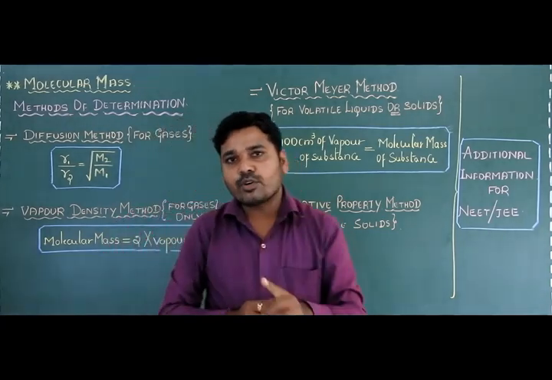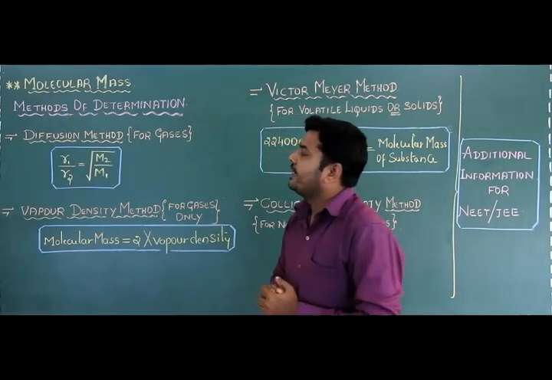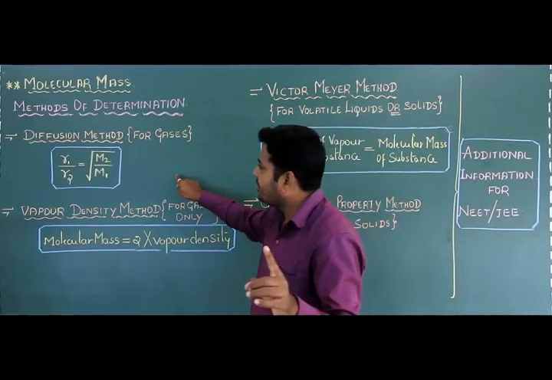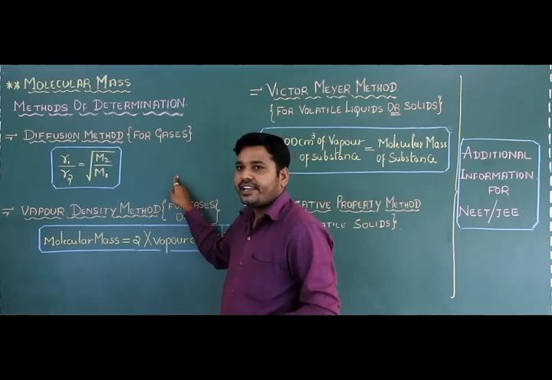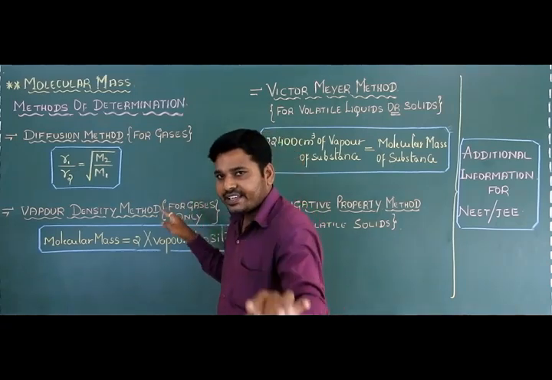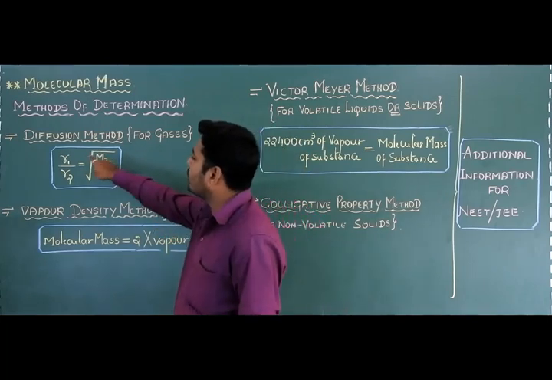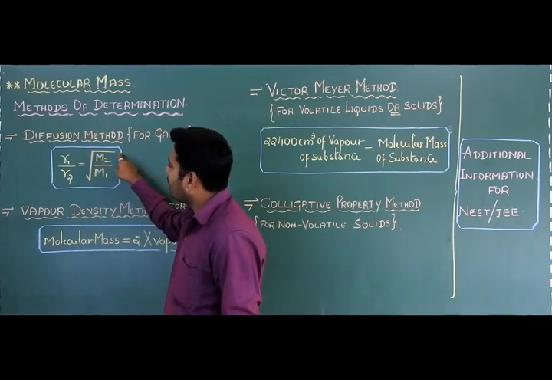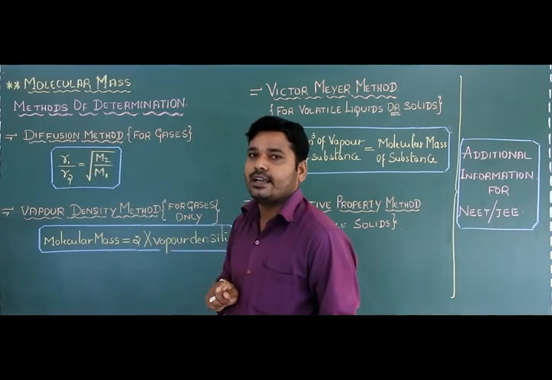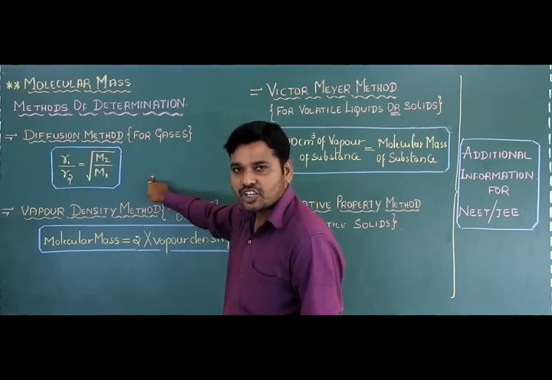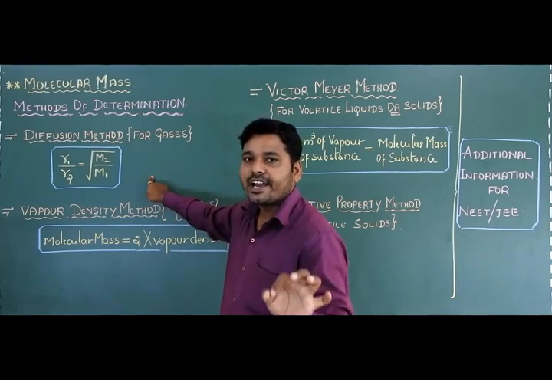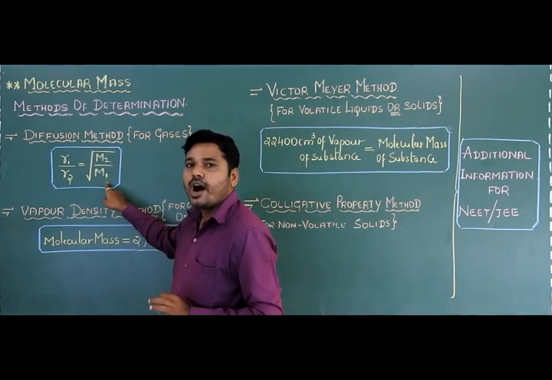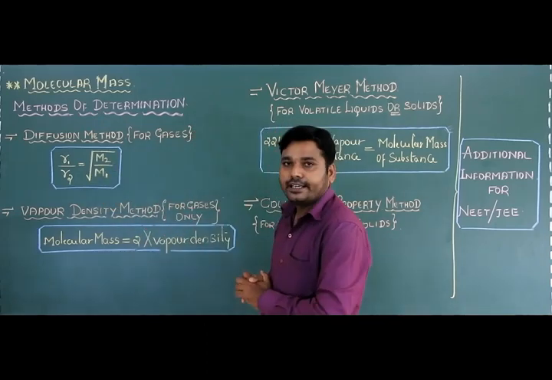So this is the first important method used to determine the molecular mass of a chemical substance, students. I repeat the explanation here. According to the diffusion method, the ratio of rates of diffusion of two gases is inversely proportional to the square root of their molecular masses, and this is the mathematical representation: r1 divided by r2 is equal to the square root of M2 divided by M1. So this is the first important method, students.